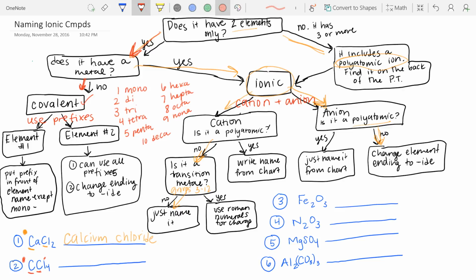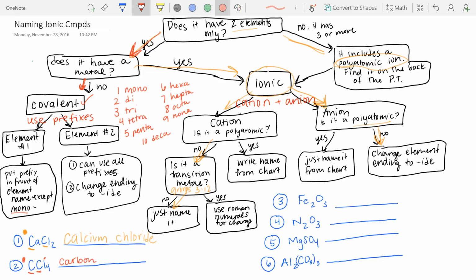So we know that C is carbon, and I only have one carbon here in this atom. If you have trouble counting how many atoms there are, I would maybe reference back to the counting atoms video. I only have one carbon. Now the prefix for one is mono, but in our little chart here it says put the prefix in front of the element name except mono, so we wouldn't write that. So we would just write carbon.